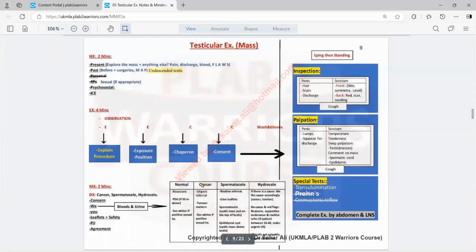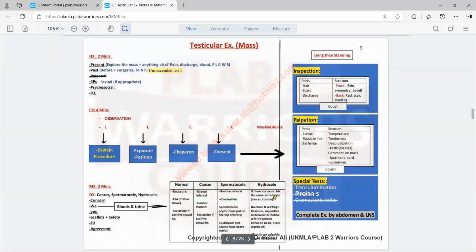You tell him, well, okay, the examination is reassuring and doesn't show any alarming signs, but the fact you had a history of undescended testes before, and you had surgery on it, increases the risk of having testicular cancer. It might not be, but we need to exclude it just to be on the safe side. All right, this is in terms of cancer. And spermatocele, just routine referral, give leaflets, and that's it.